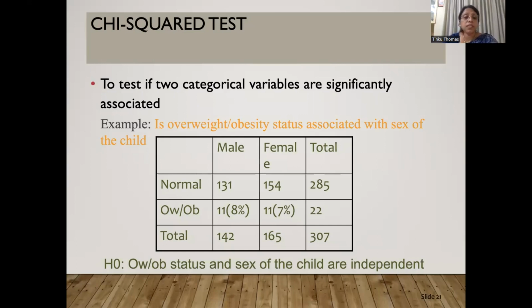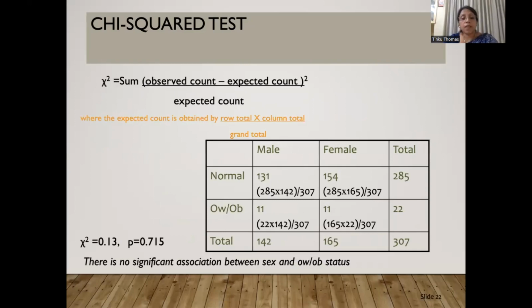So what does the data say? 8% overweight in male and 7% overweight in female. It looks as though there's no difference. And we have to apply the statistical test. And here, the chi-square value is 0.13. And corresponding to that, the p-value is 0.715.